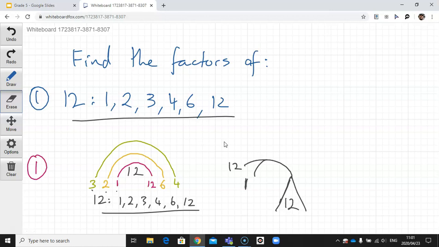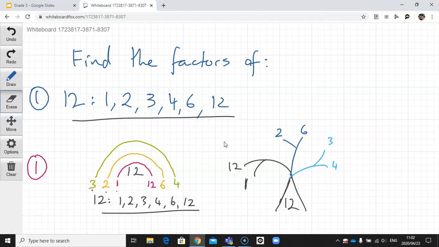Next up, I'm going to draw my next branch. I'm going to see what fits in next. Well, 2, and 2 times what gives me 12? 2 times 6. 3 fits in. 3 times what gives me 12? 3 times 4. The next number that would fit in would be 6, and it would be 6 times 2. But we already have 6 times 2.